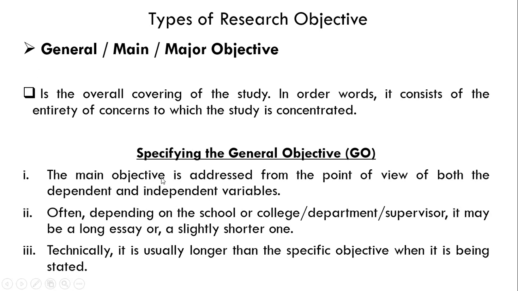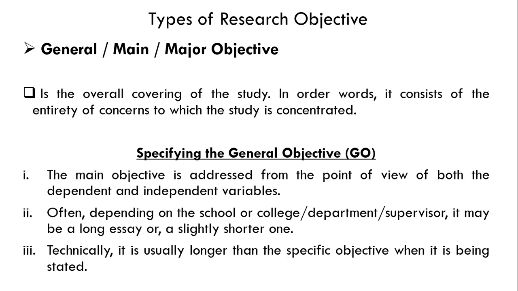The general objective is the overall coverage in length and breadth of a study. It is the length and breadth of the study you intend to write. In other words, it consists of the entirety of concerns to which the study is going to be concentrating on. So when you are saying generally, you look at the holistic approach of the topic, both the dependent and the independent variable. Now, in order to specify your general objective, the following are essential.